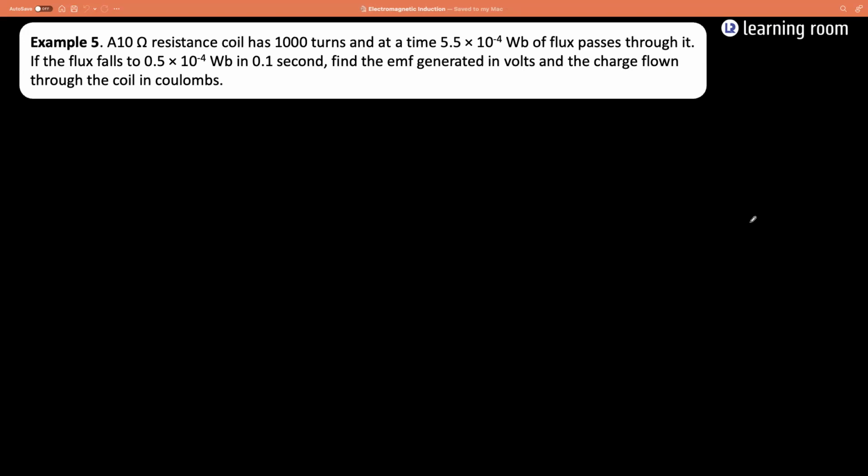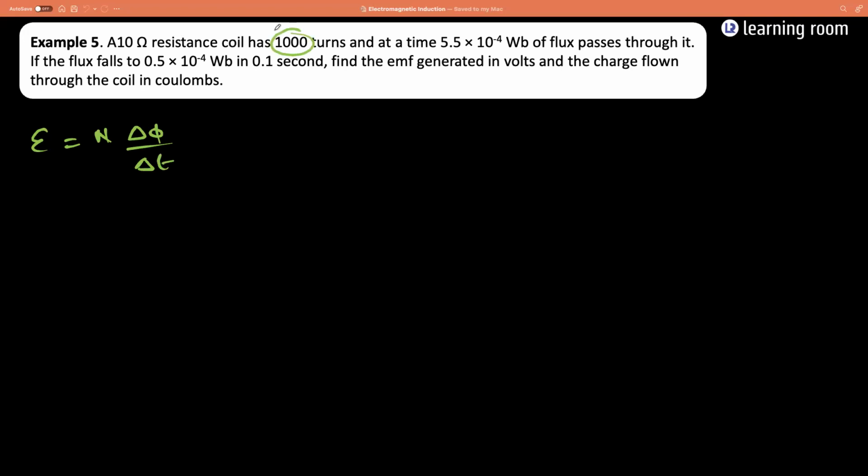A 10 ohm resistance coil has 1000 turns and at a time 5.5 into 10 power minus 4 Weber of flux passes through it. If the flux falls to 0.5 into 10 power minus 4 Weber in 1 second, find the EMF generated. See, last problem based on EMF. So EMF will be equal to how much? N into del phi by del t, because there are a number of turns.